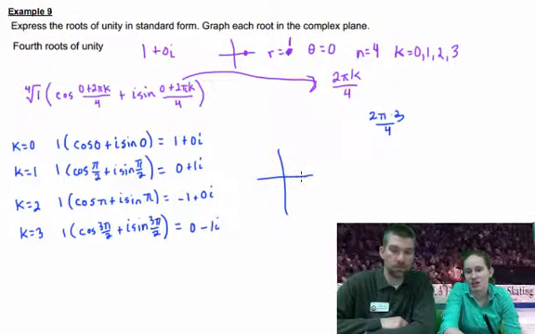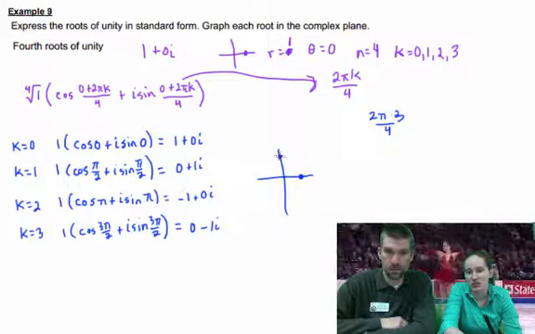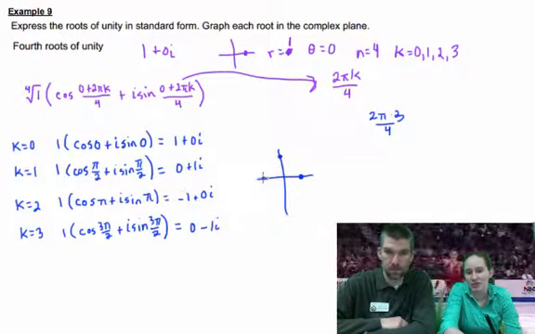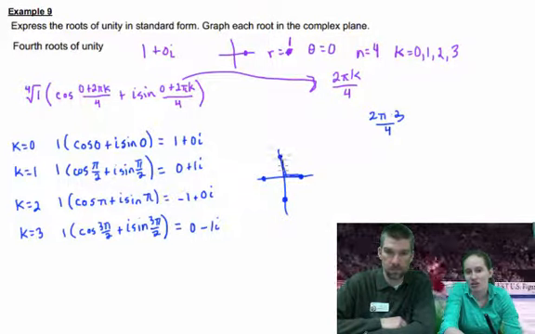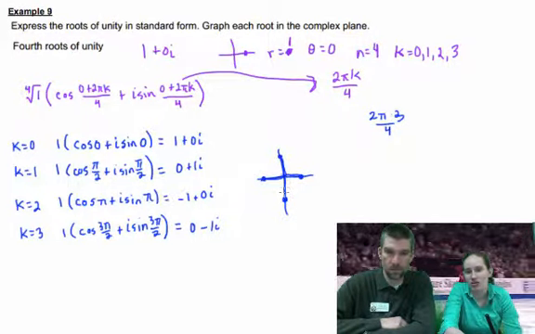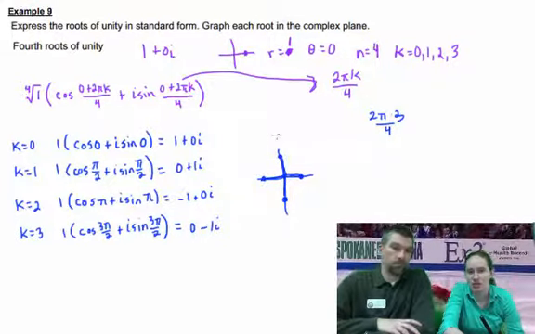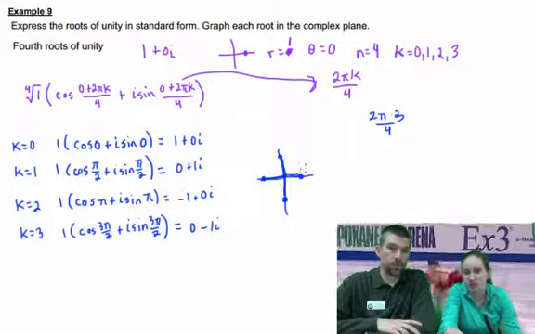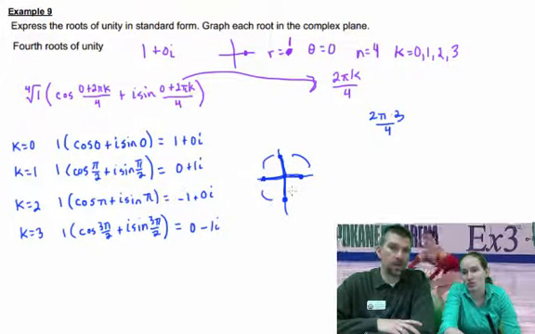What happens if we graph this? Now we've got 1, 0, which is here. We've got 0, 1, which is up here. Negative 1, 0, and 0, negative 1. Look at how these are all equidistant apart. They're all 90 degrees apart. That's what should happen: if it's the fourth roots, there should be 4 things that are all the same distance apart.